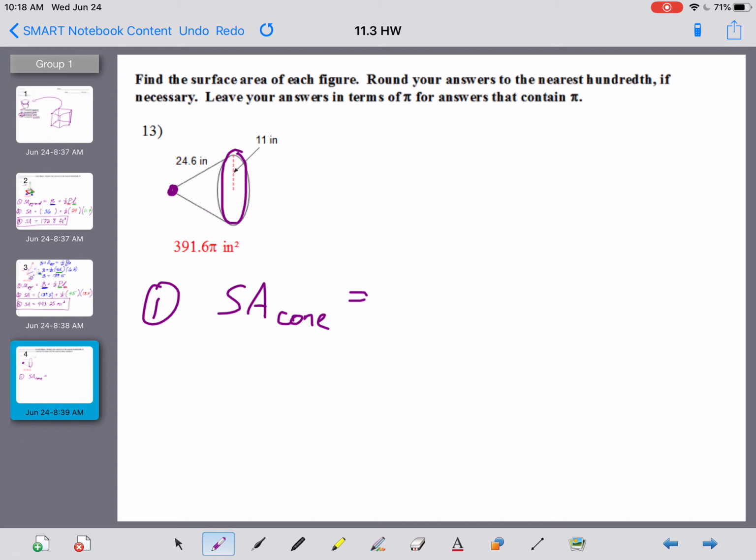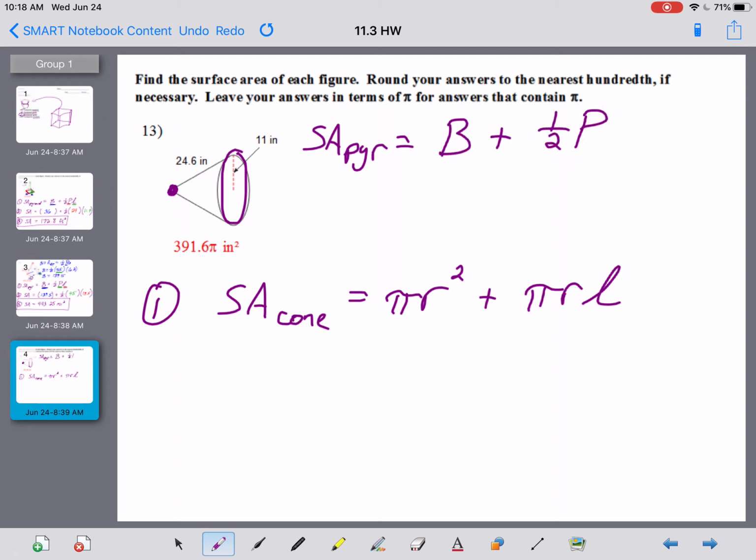And the formula for surface area of a cone is going to be pi r squared plus pi r L, L again being the slant height. And just like I did before, let me explain real quickly. The formula that we've been using for the last 2 problems, surface area of a pyramid, was capital B plus 1/2 capital P L. This formula that we just came up with right here is really the exact same formula.